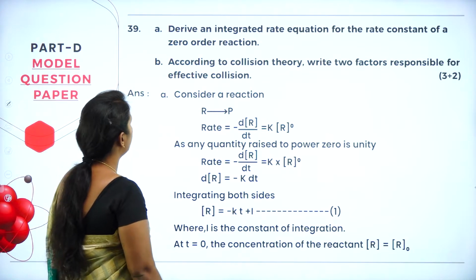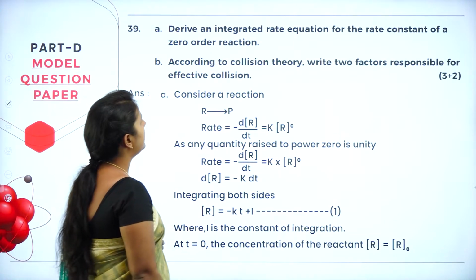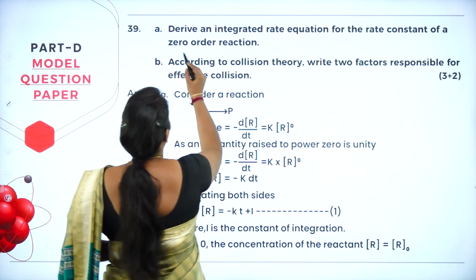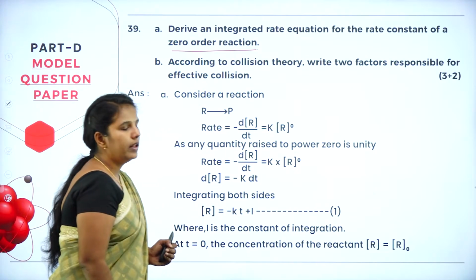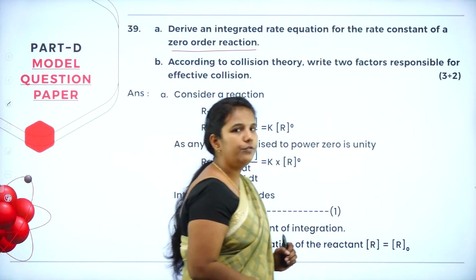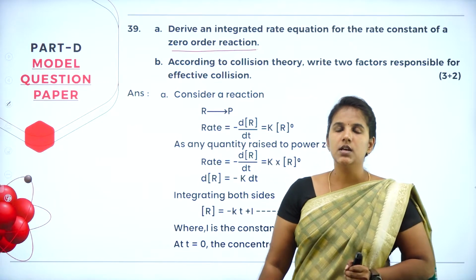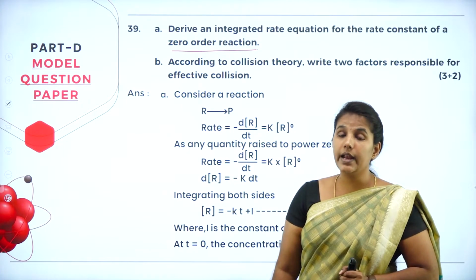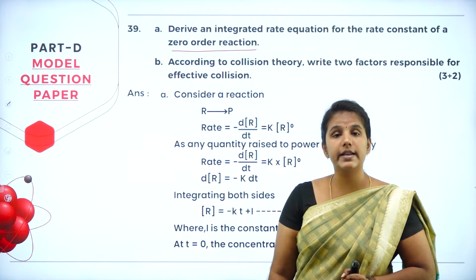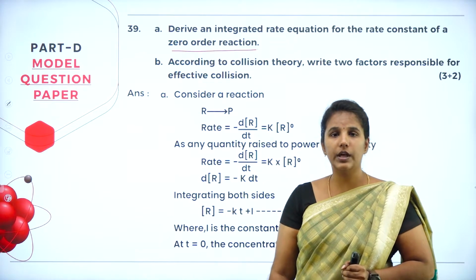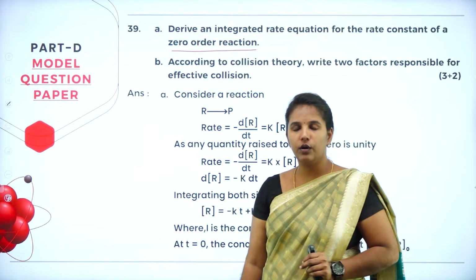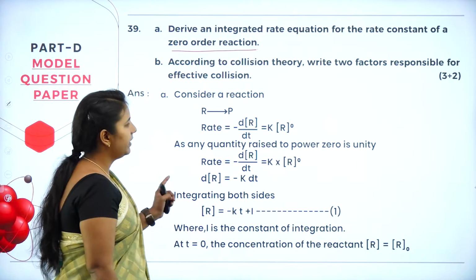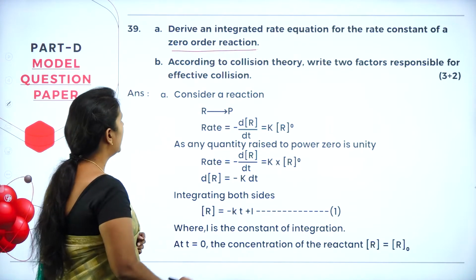Coming to the next question, derive an integrated rate equation for the rate constant of the zero order reaction. So again, this is a question from unit 4, chemical kinetics. In this numerical, you need to understand that the integrated rate equation for the zero order and the integrated rate equation for the first order, both are important. Any one will be given to you. It will carry 3 marks. So how to write and where exactly we get the marks, I'll explain.